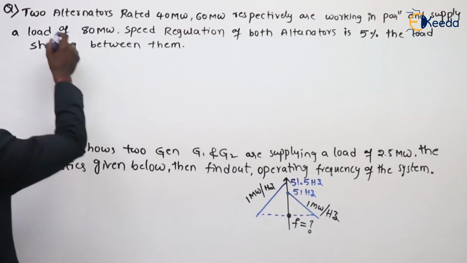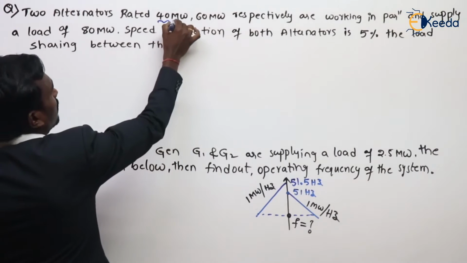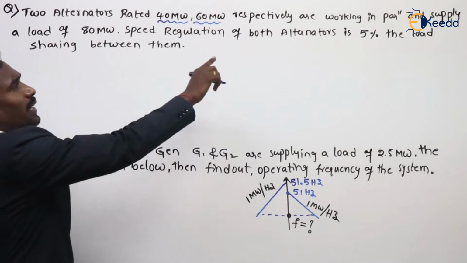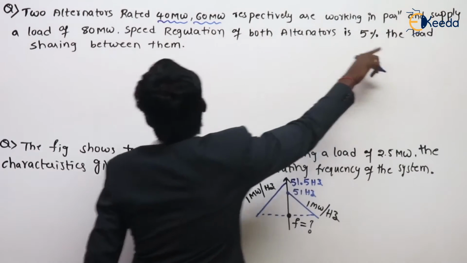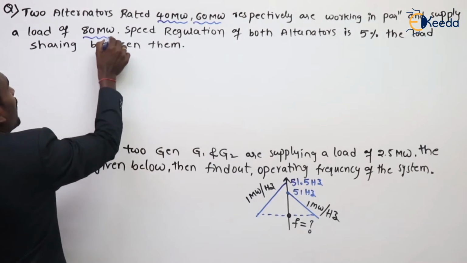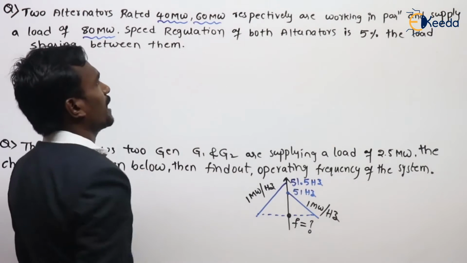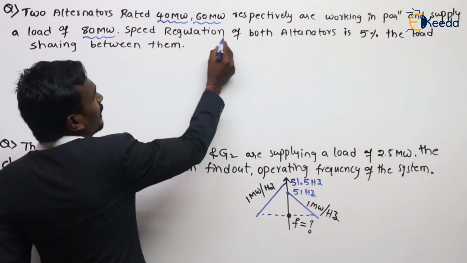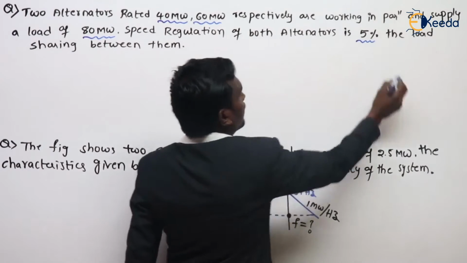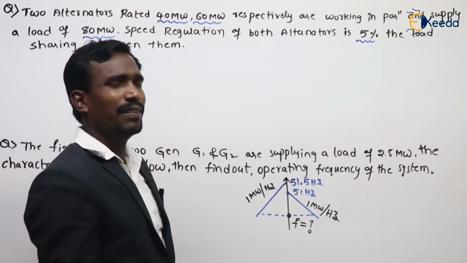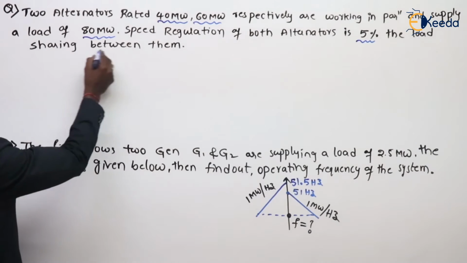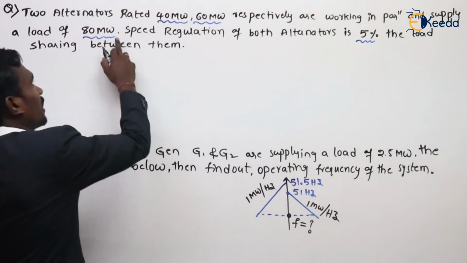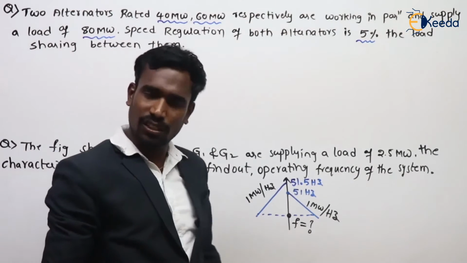Let's see, two alternators rated 40 megawatts and 60 megawatts respectively are working in parallel and supplying a load of 80 megawatts. The given speed regulation of both alternators is 5%. What is the load sharing between them? The 80 megawatts is shared by these two alternators, how much each?